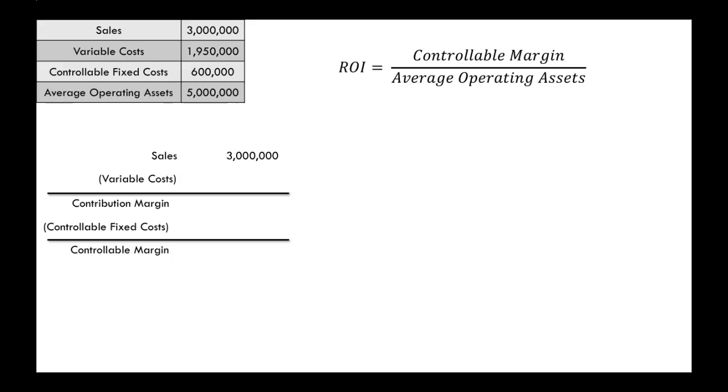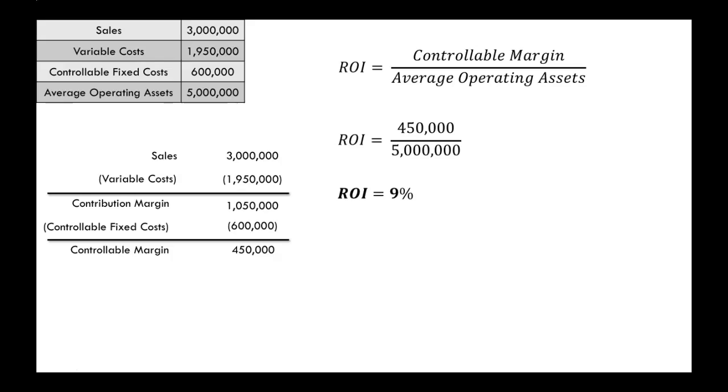So we had 3 million in sales, 1,950,000 in variable costs. So that gives us our contribution margin. Then we subtract out the 600,000 in controllable fixed costs to tell us that our controllable margin is 450,000. Then we can plug that into our ROI formula. So we have the 450,000 divided by our 5 million. That will tell us that our ROI is 9%. So that was the ROI for the current year.